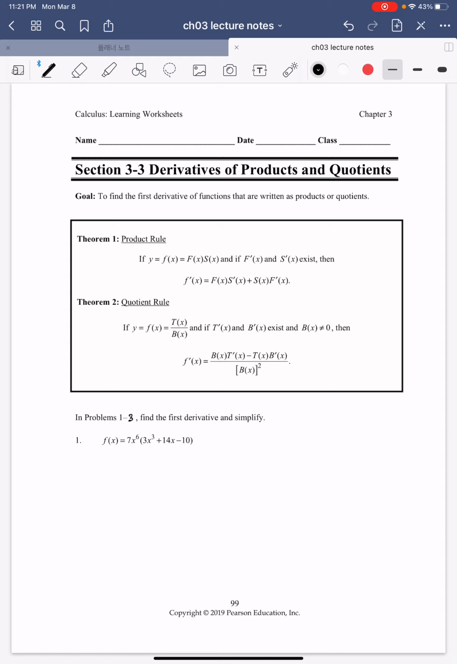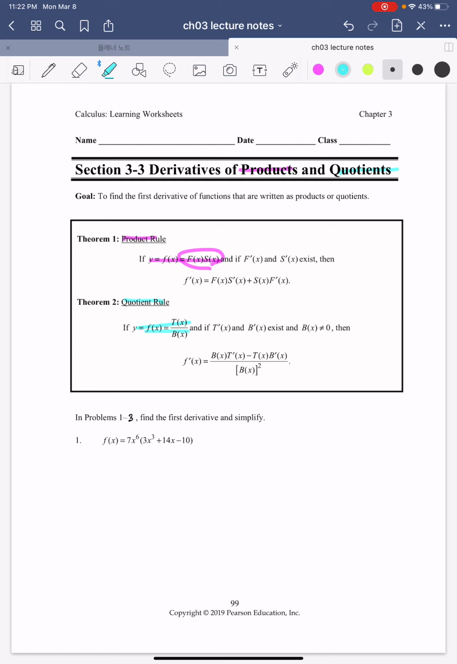Now, there are a couple more rules. We are going to be talking about particularly the product and the quotient rule this time. So, the word product means multiplication. That means a function is written as two different functions being multiplied. And then quotient means division. So you're going to see a function that looks like a division.